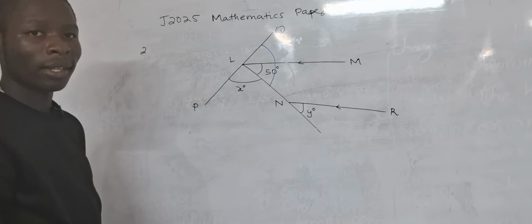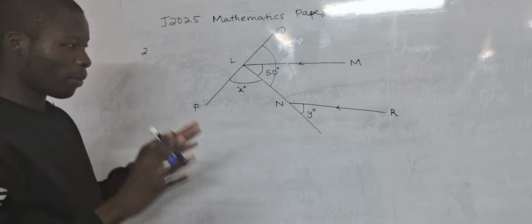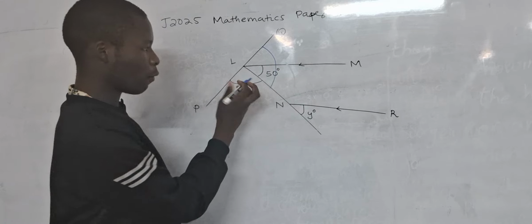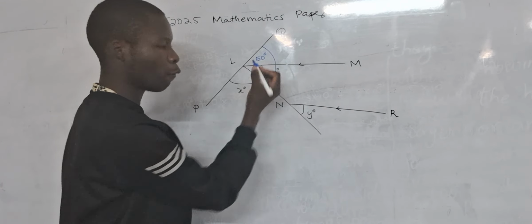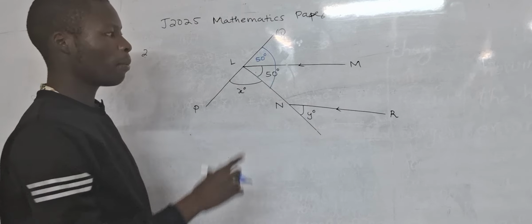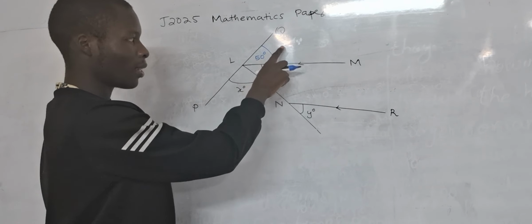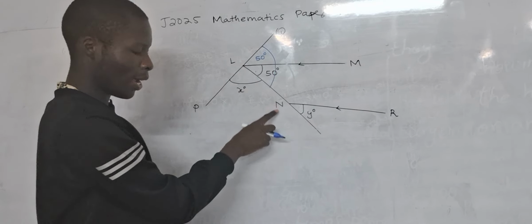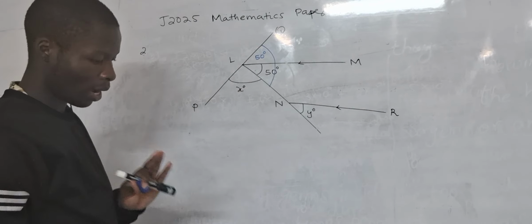What is to bisect? To bisect is to divide into 2 equal halves. So from this statement only, if this is 50 degrees, it means this is also 50 degrees. Why am I saying this? Because they are saying line LM bisects angle QLN. What is to bisect? To bisect is to divide into 2 equal halves.